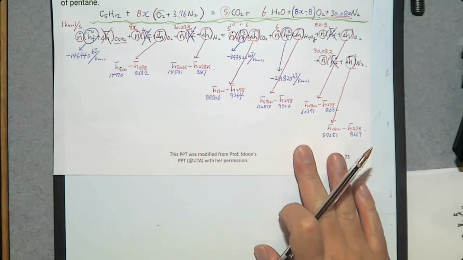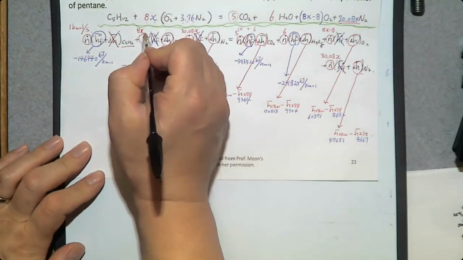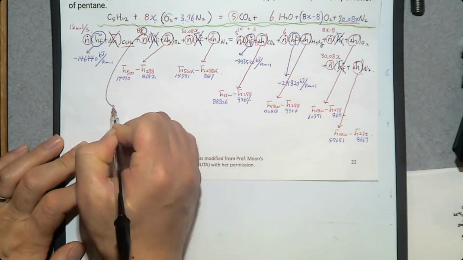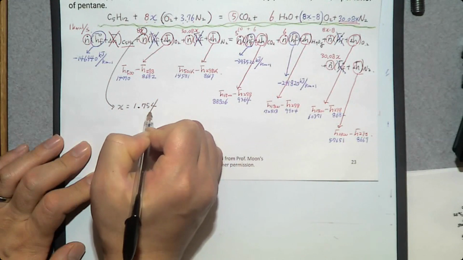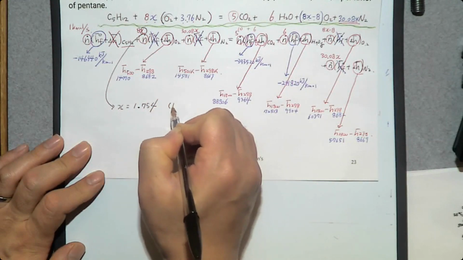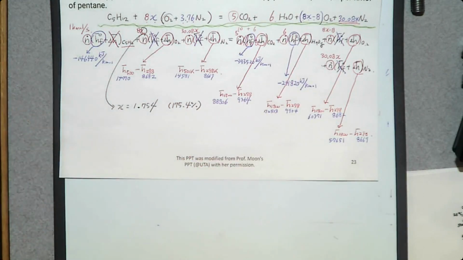So in this energy balance equation, we have all the values but X. So can you determine X? Yes, you can. So from this energy balance equation, this X is going to be 1.754. So that means we provided 175.4% theoretical air. That's how you solve this energy balance equation.